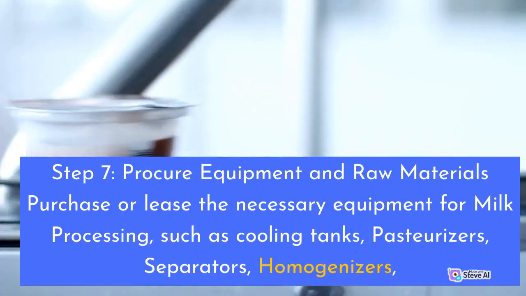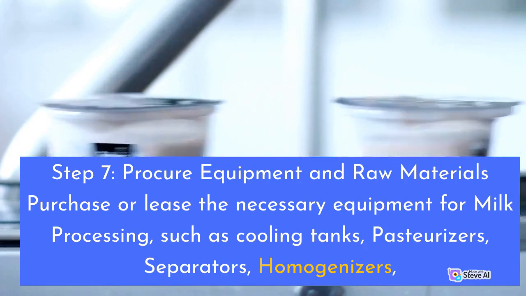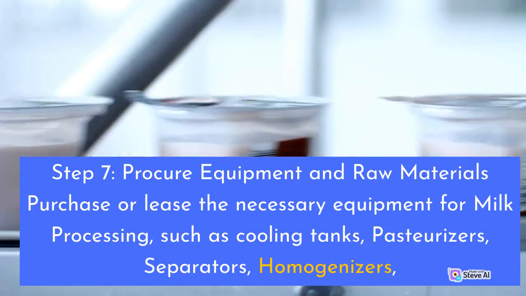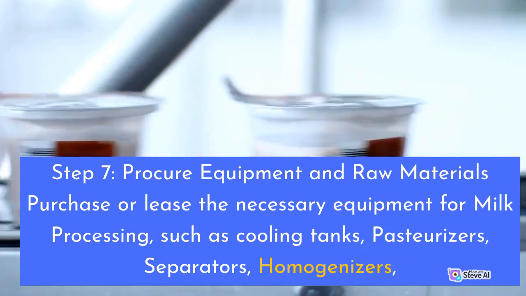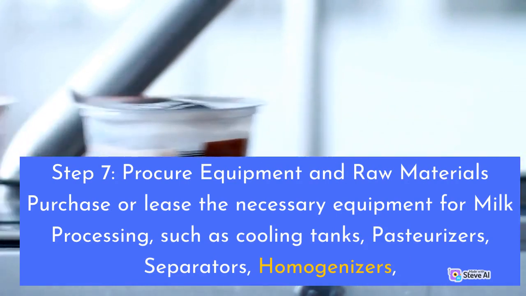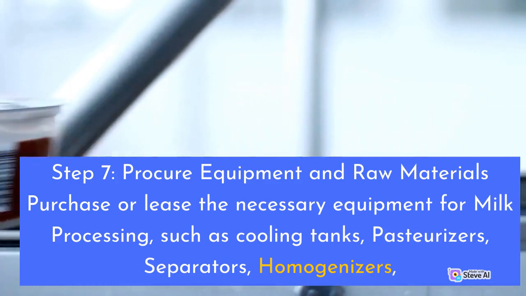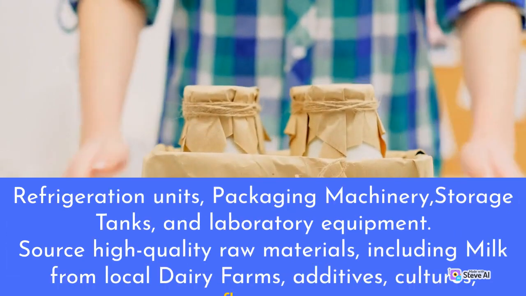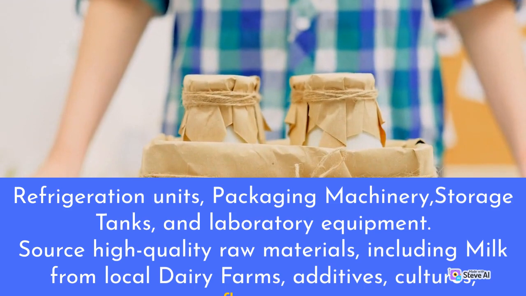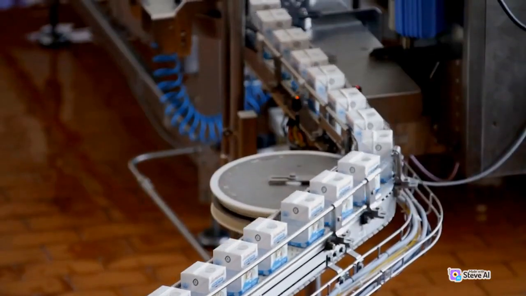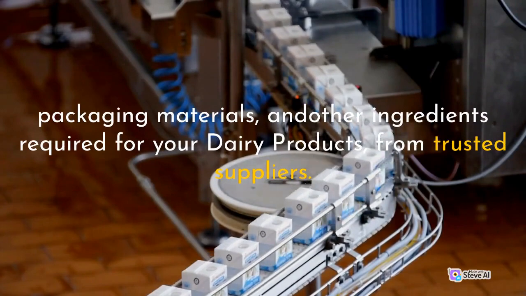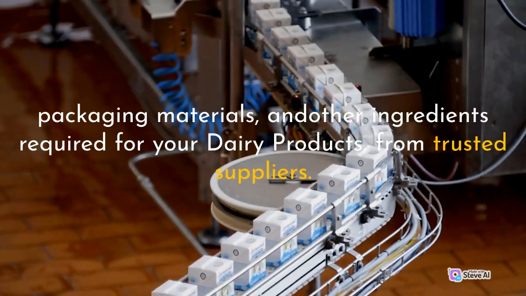Step 7. Procure equipment and raw materials. Purchase or lease the necessary equipment for milk processing, such as cooling tanks, pasteurizers, separators, homogenizers, refrigeration units, packaging machinery, storage tanks, and laboratory equipment. Source high-quality raw materials, including milk from local dairy farms, additives, cultures, flavors, packaging materials, and other ingredients required for your dairy products, from trusted suppliers.